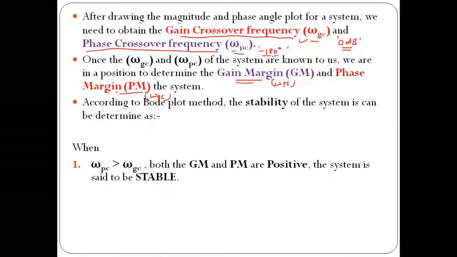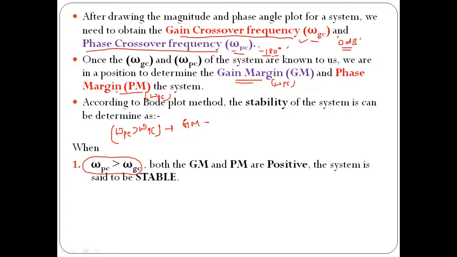So these are the conditions that we need to follow in order to check the stability of a system. Number one, when the value of omega PC is more than omega GC. That means when the value of phase crossover frequency is more than gain crossover frequency, in this case both gain margin and phase margin are going to be positive and the system is said to be stable. This is very important. This is the first condition. When the value of phase crossover frequency is more than gain crossover frequency, automatically if you calculate gain margin, phase margin, both are going to be positive and the system is said to be stable.